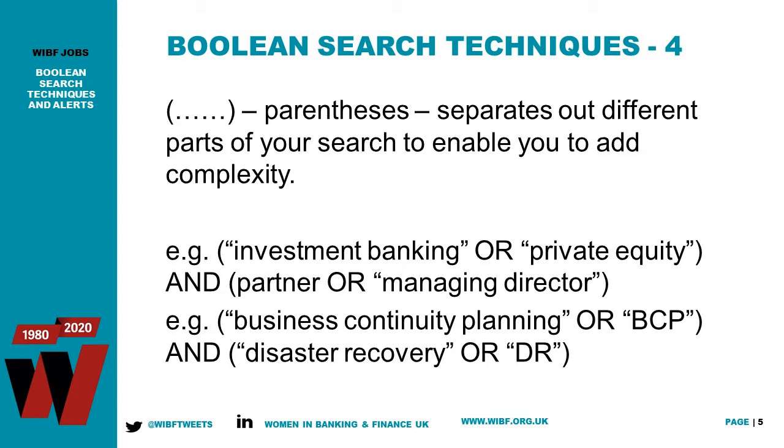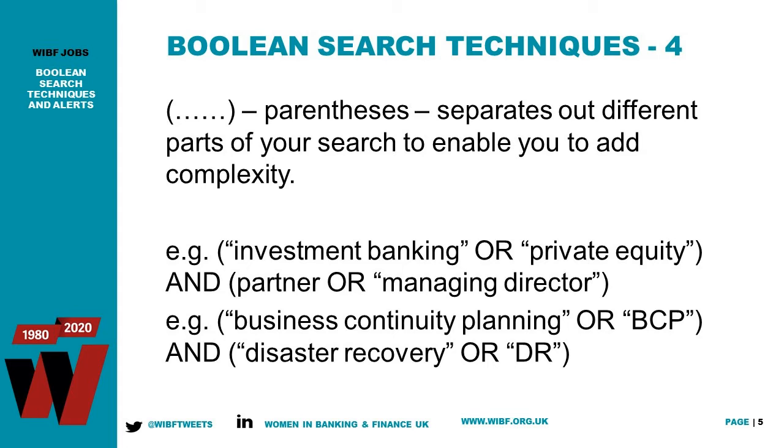The second set of brackets, partner or managing director, is dedicated more to a search around the job title, and you'd be willing to accept either a partner level job or a managing director level job. And then we have an and between there. So give me any of these sectors and any of these job titles.